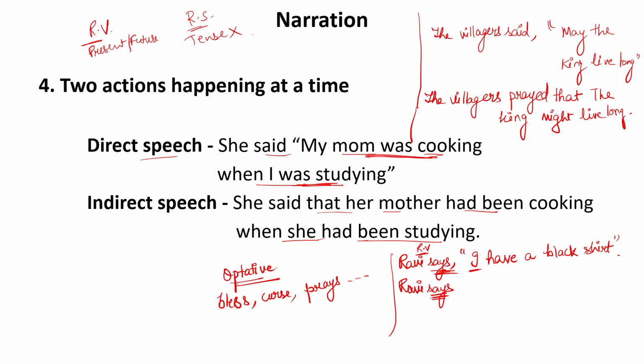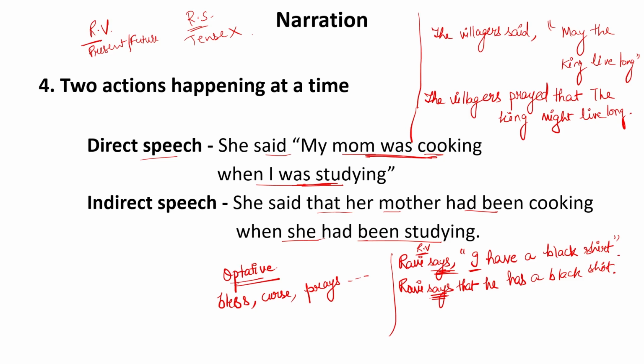So here I is written and I is the first person pronoun. It will be converted according to the subject. So that Ravi will be replaced with he. Ravi says that he has. Now because the tense will not change, it will remain in present tense only, that he has a black shirt. So this will be the conversion of a direct speech sentence into indirect speech.